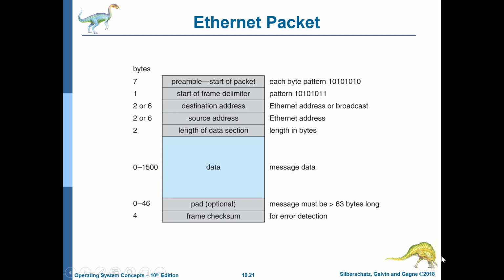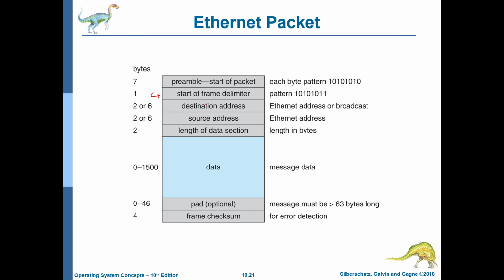This is the structure of an Ethernet packet. What we see is that the first 7 bytes are the preamble. The preamble is a fixed byte pattern to indicate that this is the start of a packet. Then we have a frame delimiter to say that we are starting the frame. What follows are the destination and the source address.